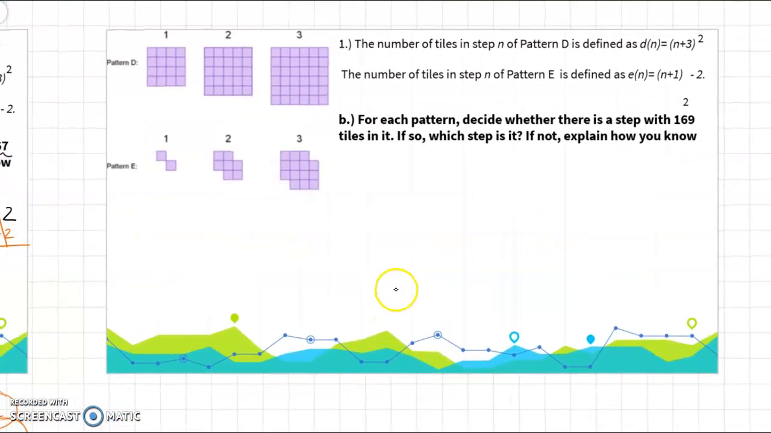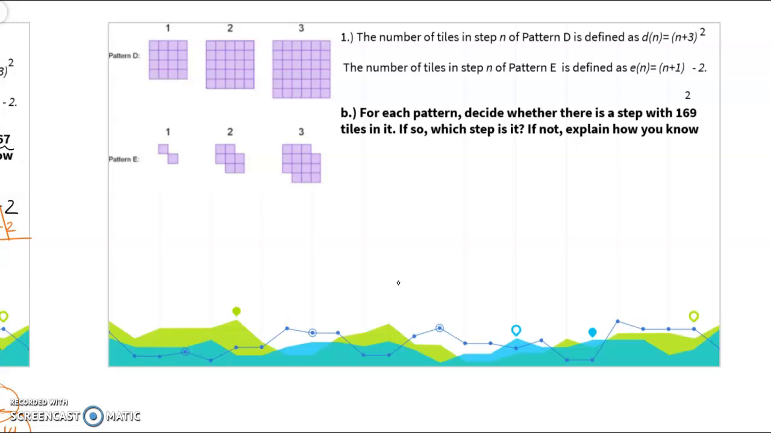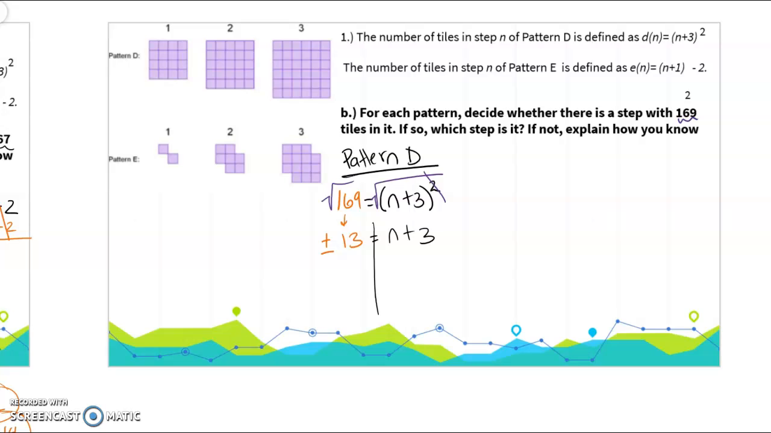All right, so again, we're going to use the same two equations, but now we're given a different number, 169, to plug in and see if there is an option for these. So for pattern D, I'm going to follow the exact same process. I'm going to set each of my pattern equations equal to 169. Hey, I already know what the square root of 169 is, which is a positive or negative 13. So hey, look, pattern D might be victorious this time.